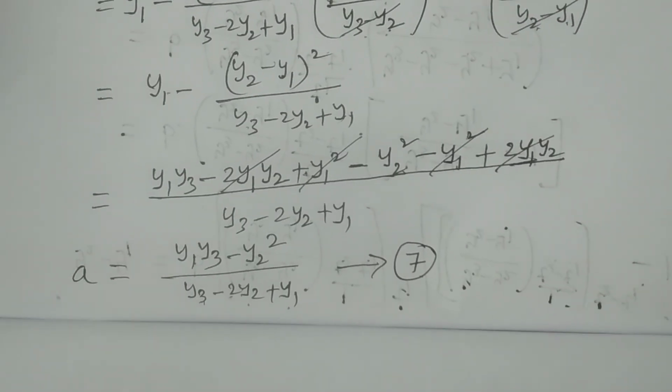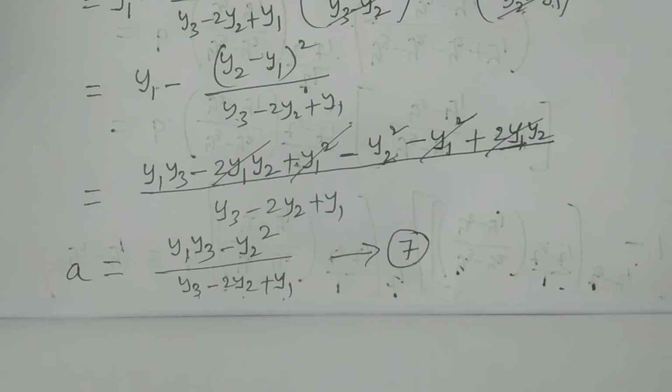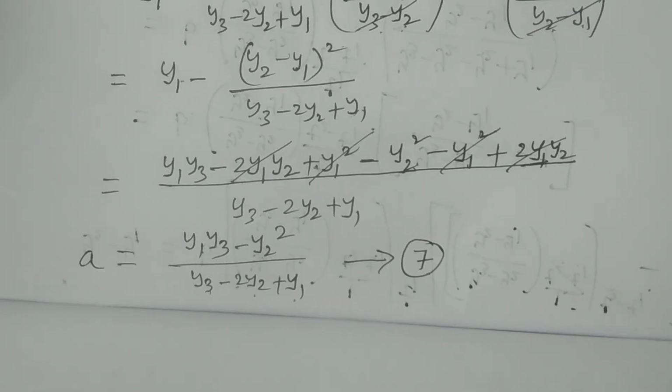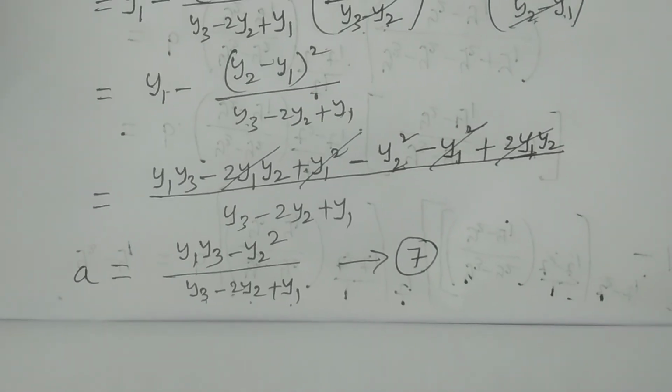By using these three values of A, B and C, the best fitted modified exponential curve can be obtained. The modified exponential curve can be obtained in the best way by taking the three selected points and obtaining the values of A, B and C. Hope you understand. Thank you very much.